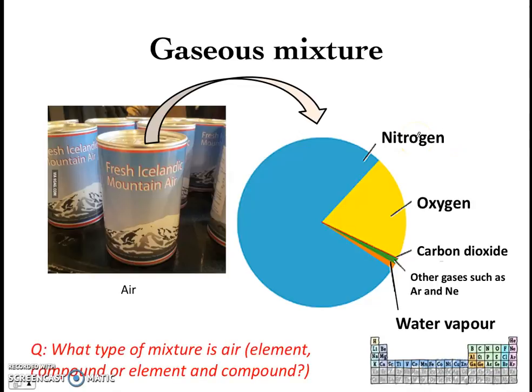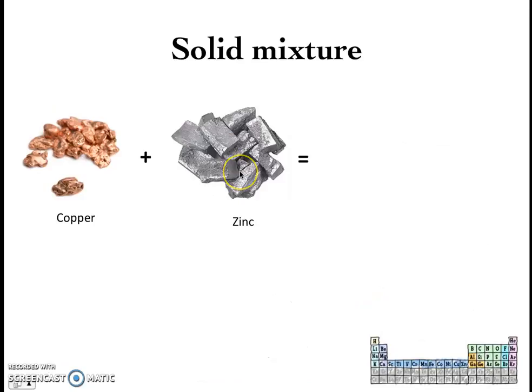Now what type of mixture is air? Is it a mixture of elements, compounds, or elements and compounds? Well, you'd be right to say that it's a mixture of elements and compounds. Right? We've got elements like oxygen and nitrogen, but we've got compounds like carbon dioxide and water vapor. And then we have solid-solid mixtures.